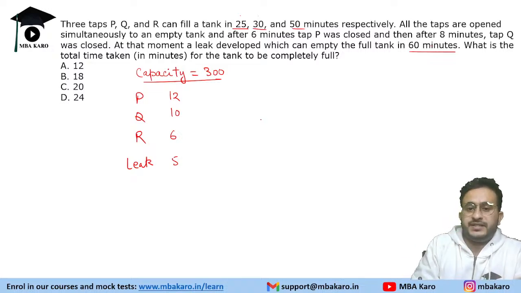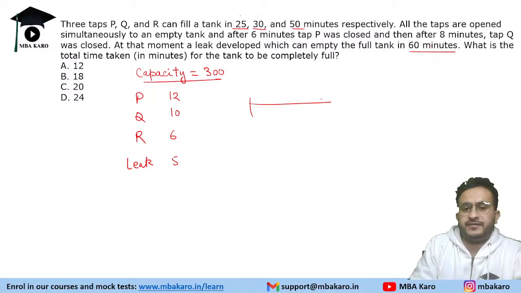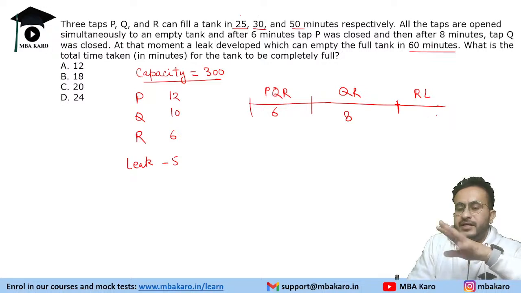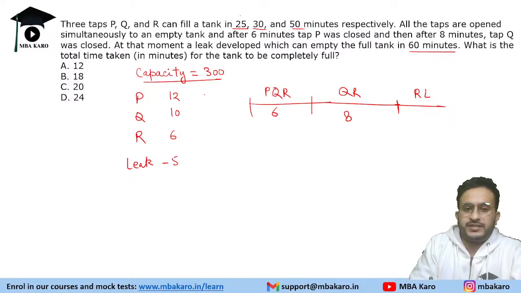Okay, so let's see this phase. There are different phases. For 6 minutes, everyone is working, P, Q, R are working. Then P was closed, so Q and R are working for the next 8 minutes, right? And then R and the leak are working for the next n minutes, right? Total is 300.